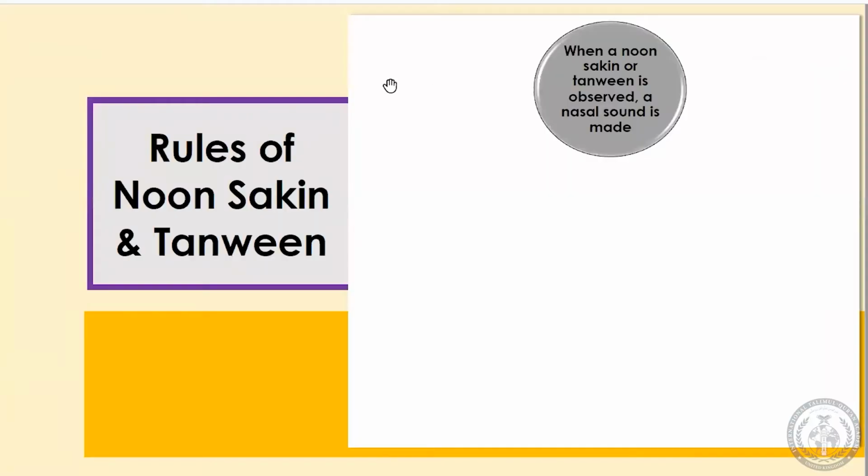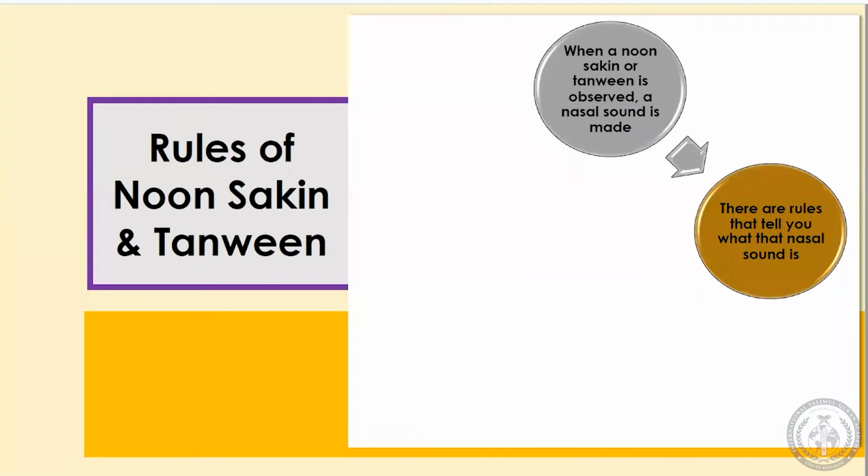All right, let me just move this forward. Okay, so you've already started looking at this. So, rules of Noon Sakin and Tanween. Let's remind ourselves: when a Noon Sakin or Tanween is observed, some sort of nasal sound is made, and there are rules that tell us what type of nasal sound we need to make. There are certain rules that we need to follow for certain letters to make the correct nasal sound. You looked at two types last week. We will look at another today.